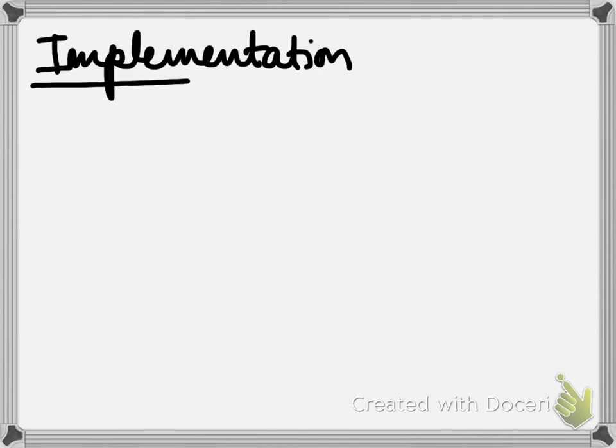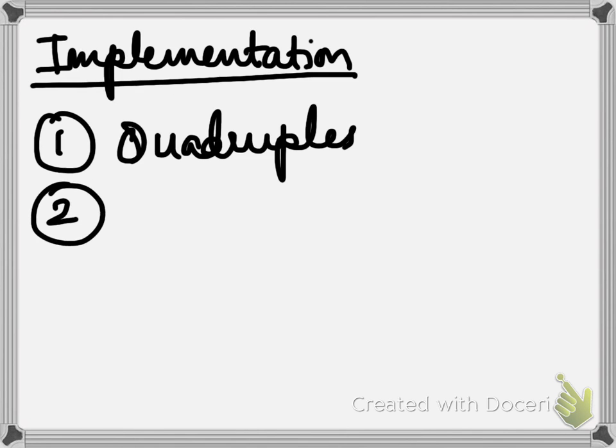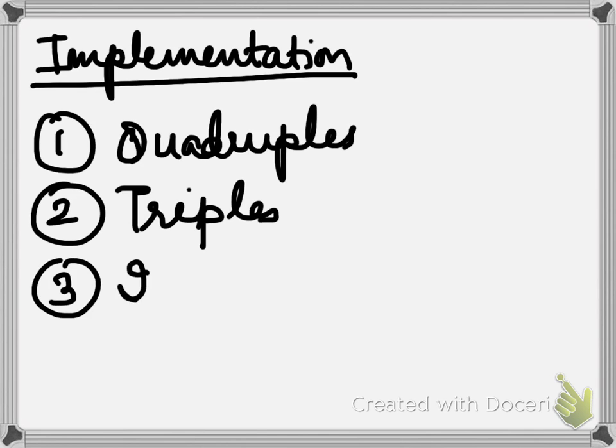Implementation of three address codes. There are three ways in which it can be implemented. The first one is called quadruples. Then you have triples. And then the third is called indirect triples.